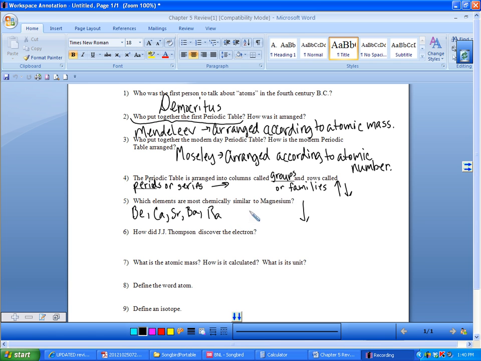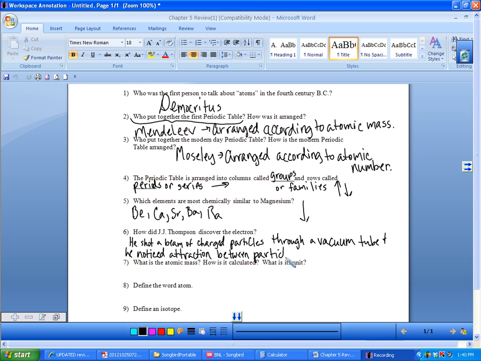How did J.J. Thomson discover the electron? I said that he shot a beam of charged particles through a vacuum tube, which means all the air was removed so that nothing would interact with the charged particles. And he noticed the particles were attracted to the positive plate. So he thought that the particles must be negatively charged, and he called them the electrons.